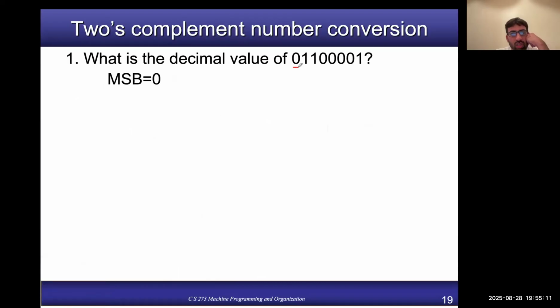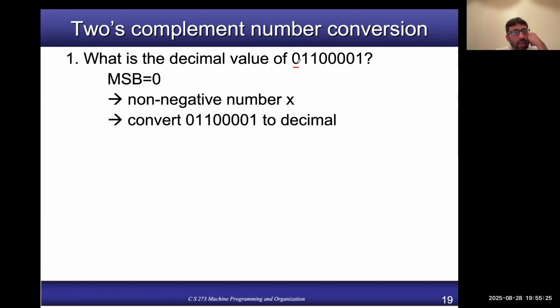So first we look at the most significant bit. The most significant bit is 0. So it means that the weight of the most significant bit position will be positive, right? So it is a non-negative number because the most significant bit is 0. Then we want to convert 0110001 to decimal, right? So how can we convert it?